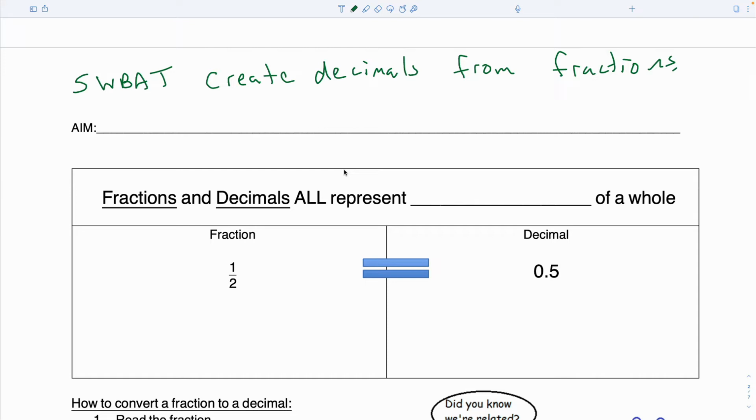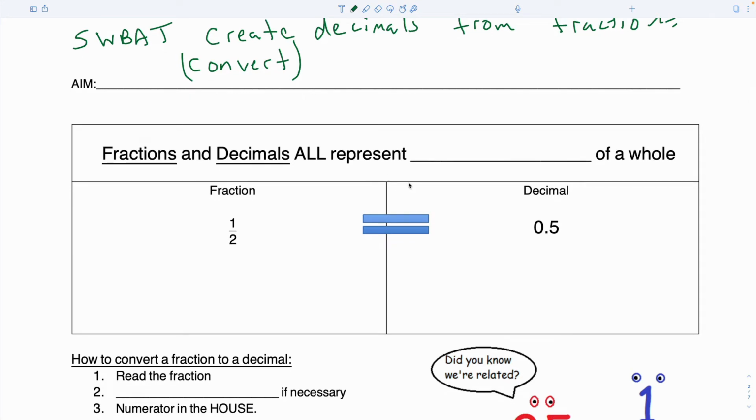Converting is also a word you might hear. If it's not create, they like to say convert decimals from fractions or convert a fraction to a decimal. You can write that too. So a fraction, a decimal, Avery or Aiden, too. Fractions and decimals all represent parts of a whole. It's all a portion of a whole.